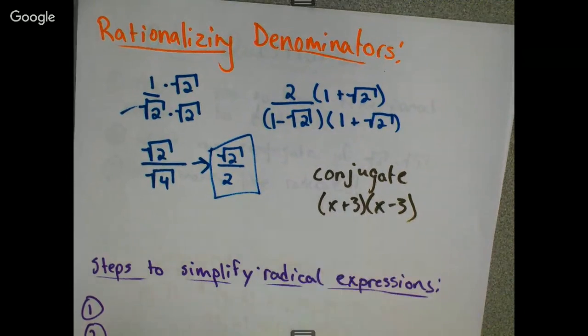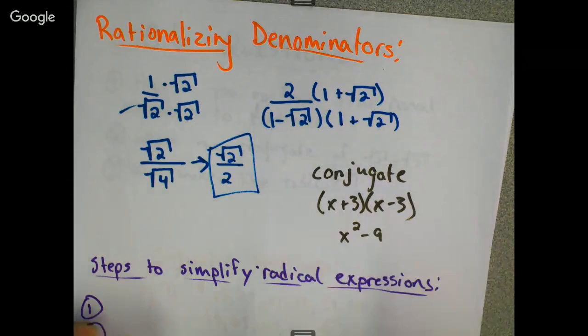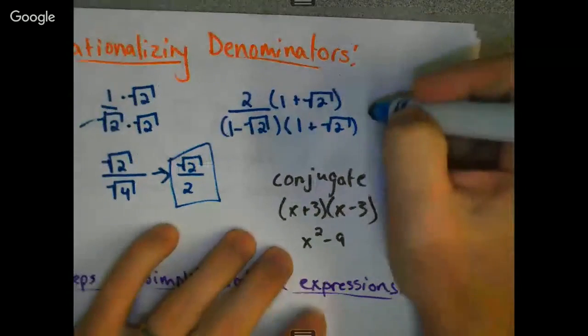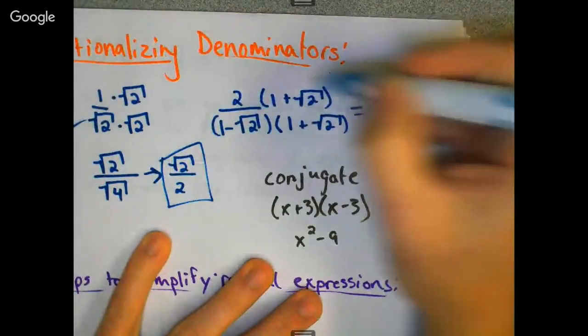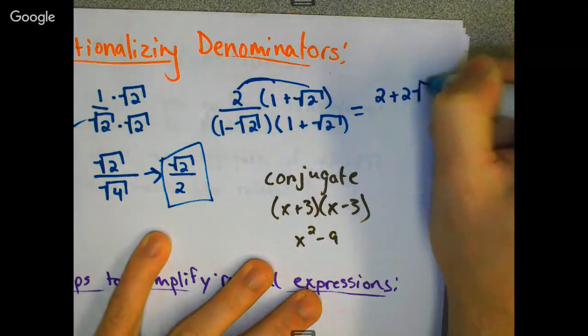These two will, in turn, when you multiply, get x squared minus 9. So your middle terms go away, or these x's go away and you have x squared and you have 9. So when I multiply this here, let's multiply the top. We'll just distribute, so you have 2 plus 2 radical 2.